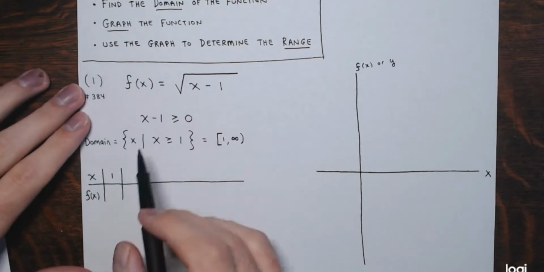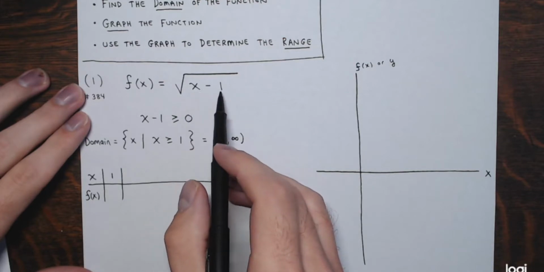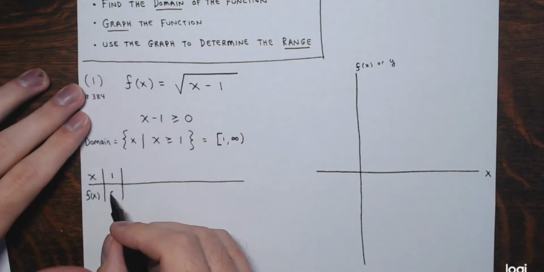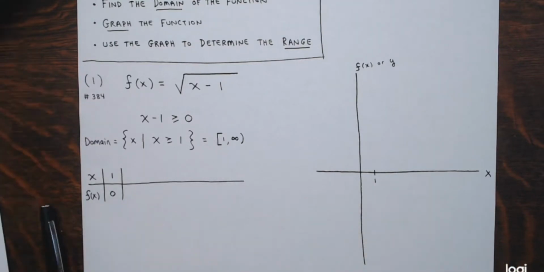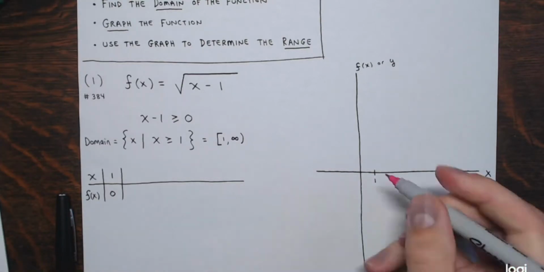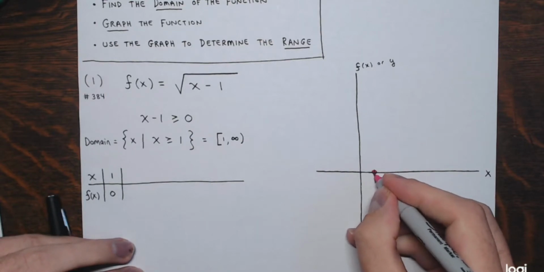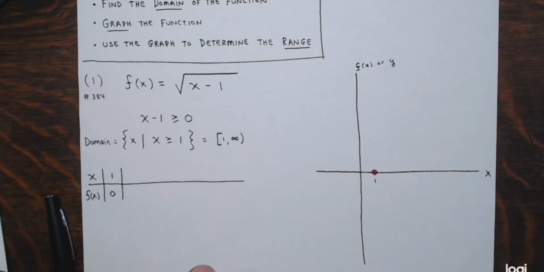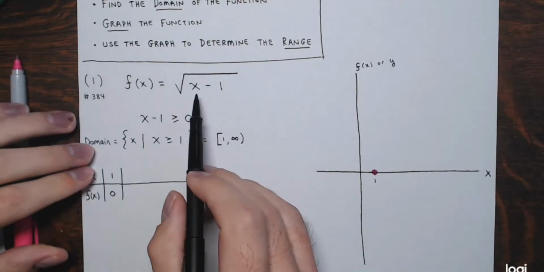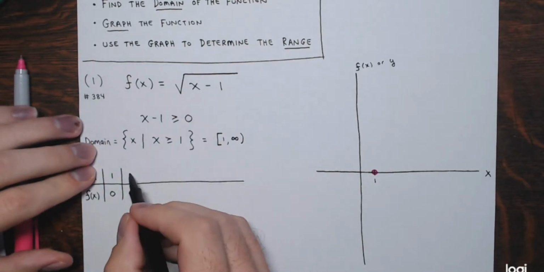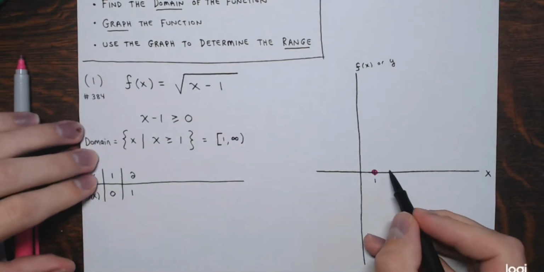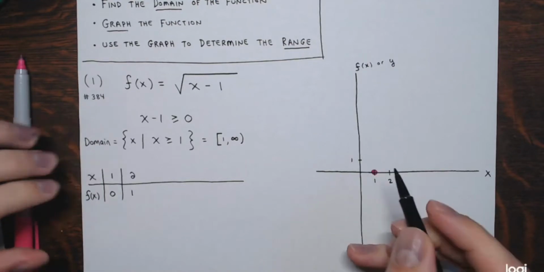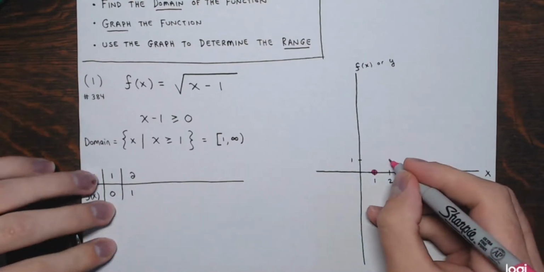So 1. Now if I plug in 1, this is going to give me the square root of 0, which is 0. So 1 comma 0. So say here's 1, and I'll plot that point. Here's 1 comma 0, which would just be on the x-axis. Now if you plug in 2, that's good too. If I plug in 2, you'd have the square root of 1, which is just 1. So 2 comma 1. So 2 on the x, 1 on the y, and there's that point.